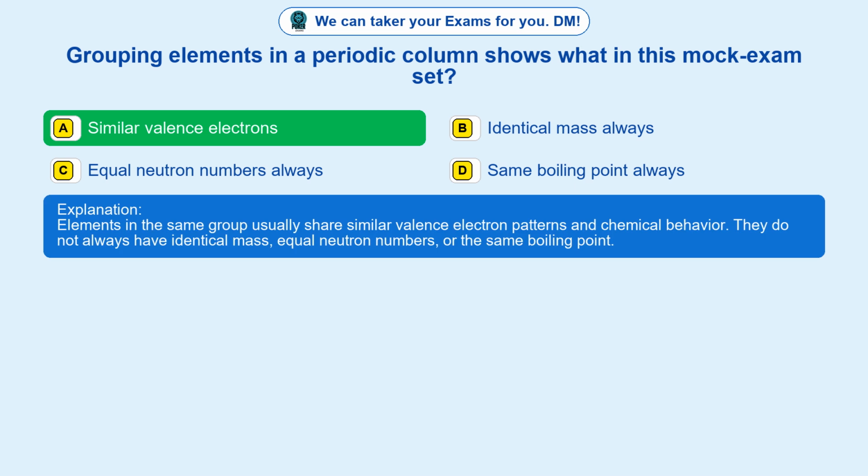Elements in the same group usually share similar valence electron patterns and chemical behavior. They do not always have identical mass, equal neutron numbers, or the same boiling point.